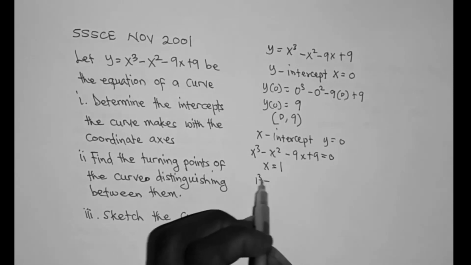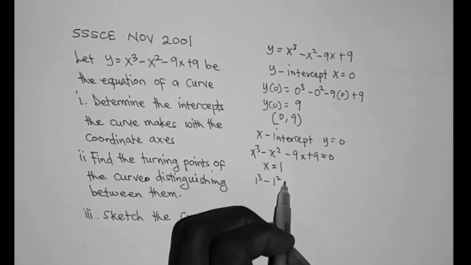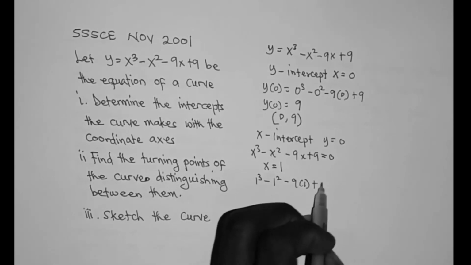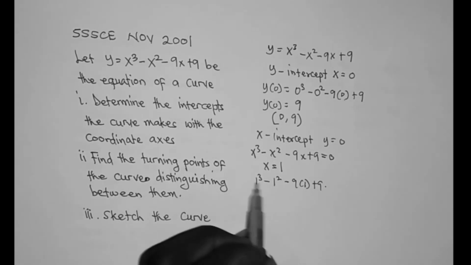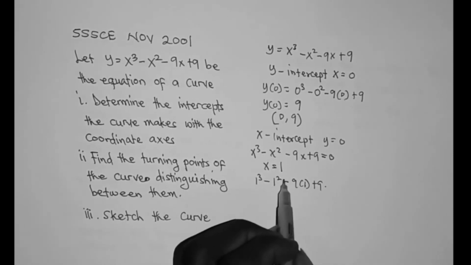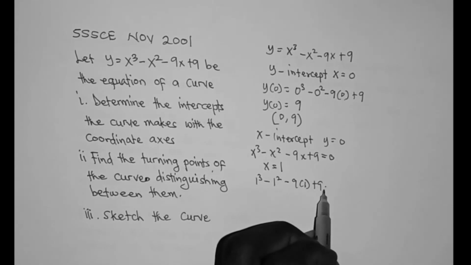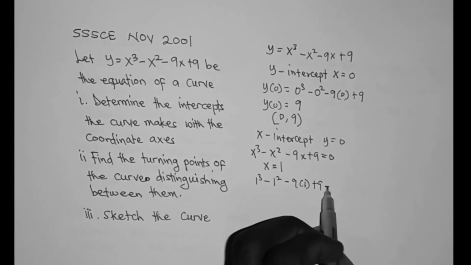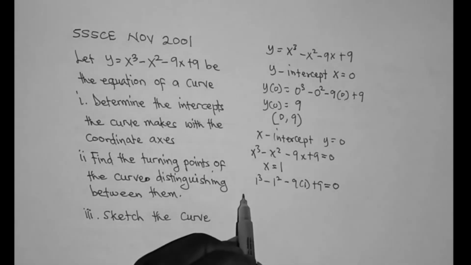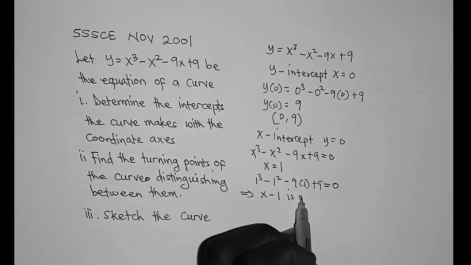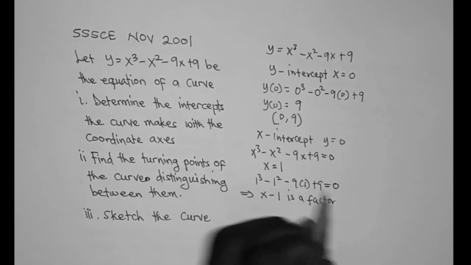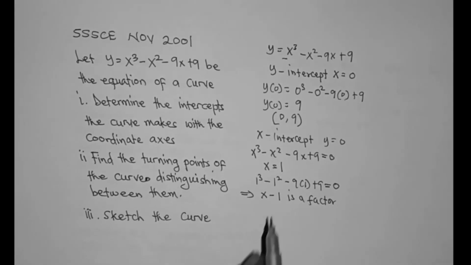It will be 1 cubed minus 1 squared minus 9 times 1 plus 9. 1 cubed is 1, minus 1 squared is also 1. 1 minus 1 is 0. Minus 9 times 1 is minus 9, plus 9 is also 0. So this is equal to 0. Now this implies that x minus 1 is a factor of this polynomial y. So what we will then do is take this polynomial and divide it by x minus 1.